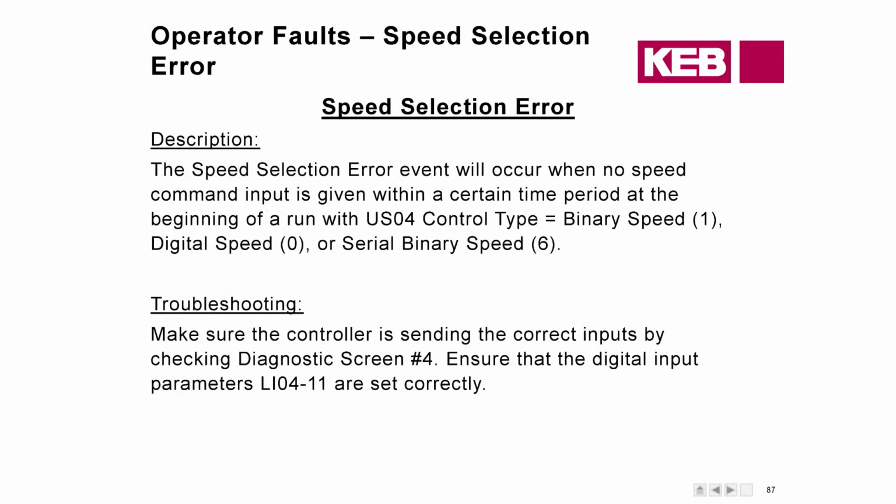Speed selection error. You'll get this when you haven't selected the correct speed for binary or digital speed control. Diagnostic screen number 4 will be able to help you out here. You can look at the inputs, making sure that you're getting the right signals coming from the controller. And then also check the input parameters, making sure that you have them set correctly. So if you're using binary digital speed control, you need to set the input parameters to speed selection. If they are not set to speed selection, even if you are signaling the correct inputs, you will get this error.